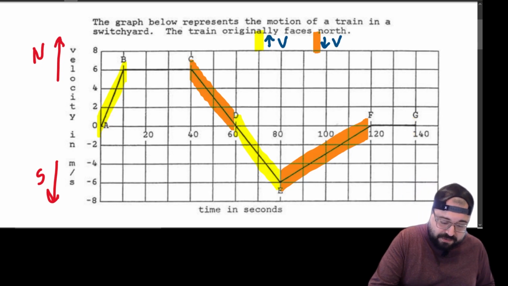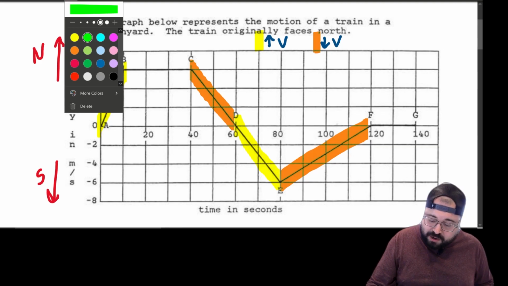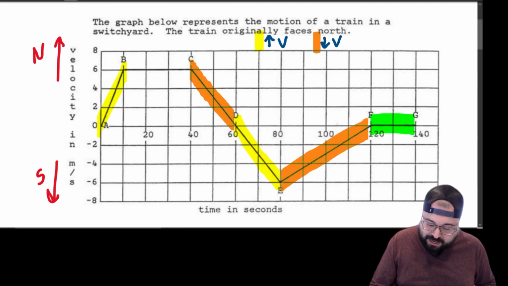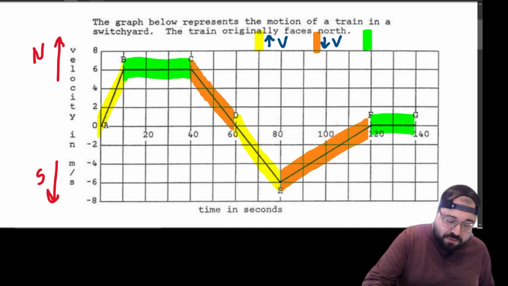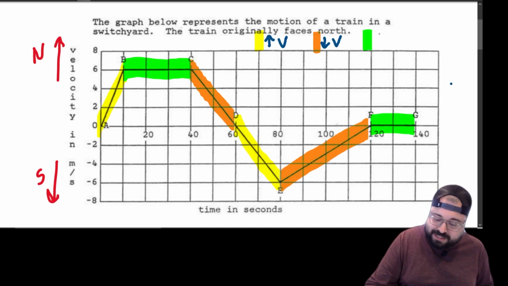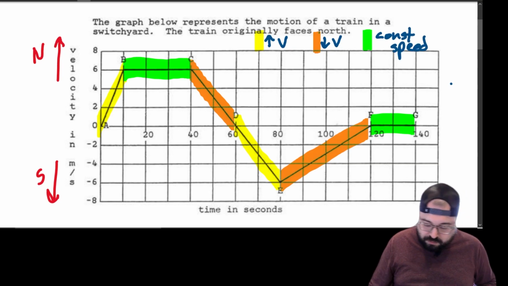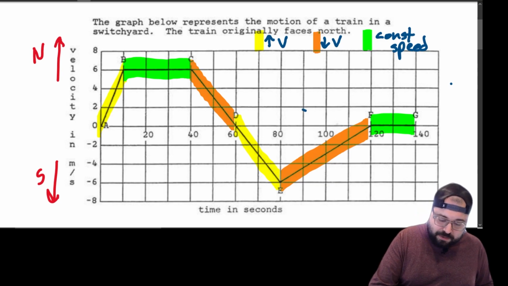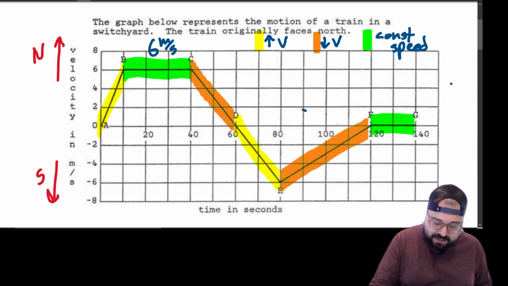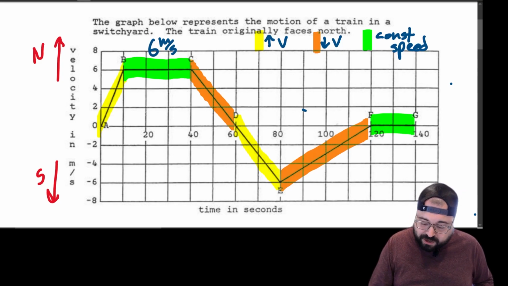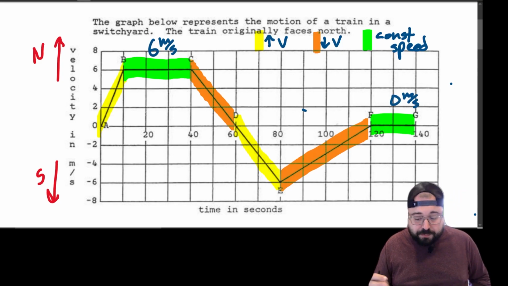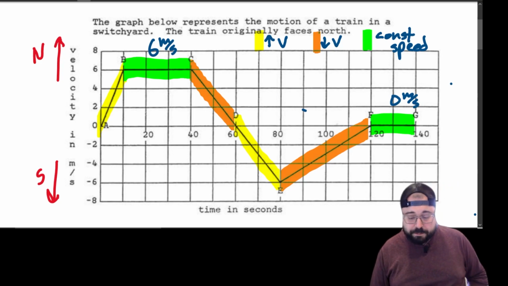And then let's grab a different color highlighter yet again. Let's get some green going, right? From F to G and B to C, what's happening? I think a lot of you might say, oh, it's not moving, but that would be incorrect. In this case, the green represents constant speed, right? Here we're at a constant speed of 6 meters per second from B to C, and from F to G we're at a constant speed of 0 meters per second. So from F to G we are certainly not moving, right? But from B to C we are moving at a constant speed of 6 meters per second.